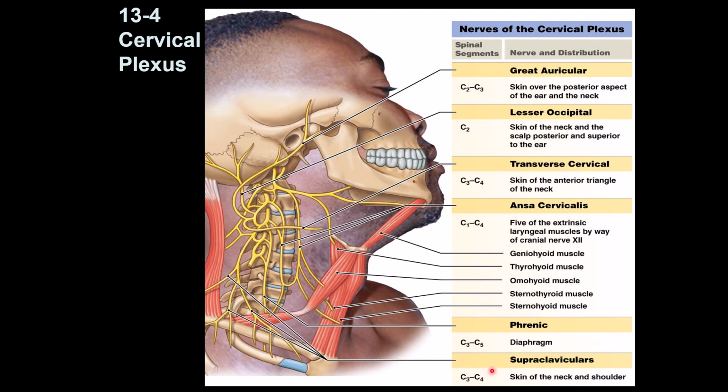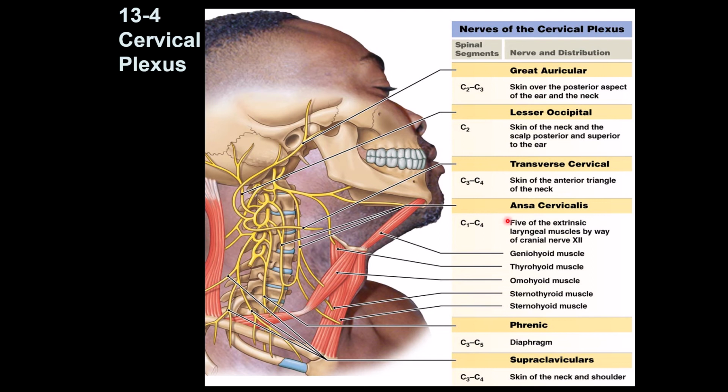Another sensory nerve is called supraclavicular. This is above the clavicle. This is the clavicle, and this is the supraclavicular, and that's supplying the posterior lateral side of the neck and the upper part of the shoulder. So around this area is supplied by this nerve. It's called the posterior triangle of the neck. Okay. Then there are the 2 motor nerves.